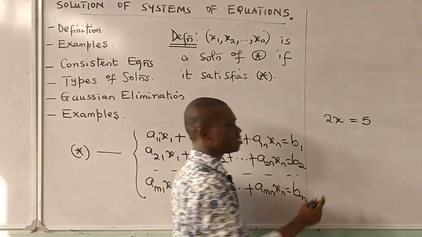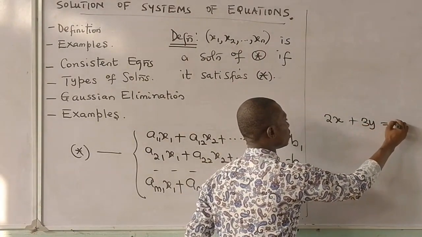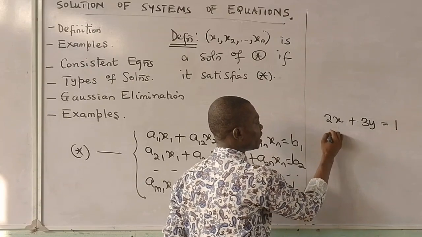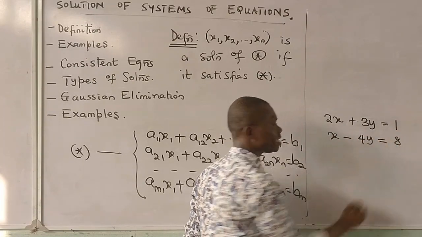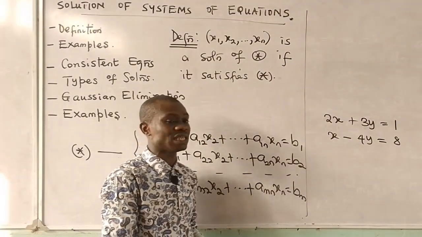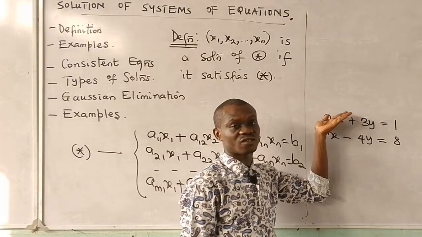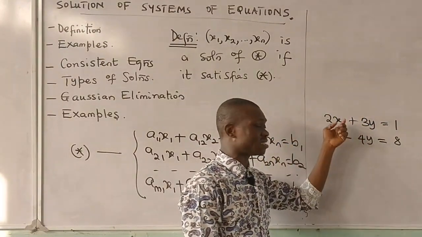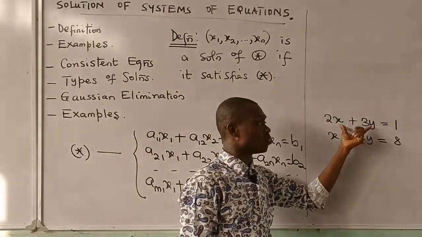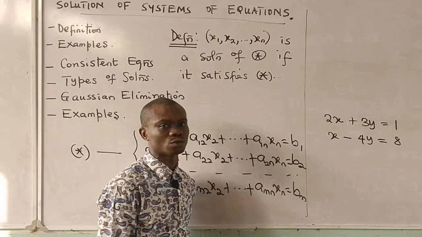But when it comes to a system, let's take it that this is maybe 2x plus 3y equal to 1, and then you have another x minus, let's say, 4y equal to, let's say, 8. Okay, so in this case, you are not just looking for the values of x and y that will satisfy equation 1 or equation 2. It is possible to get a set of solutions that will satisfy equation 1 but will not satisfy equation 2.